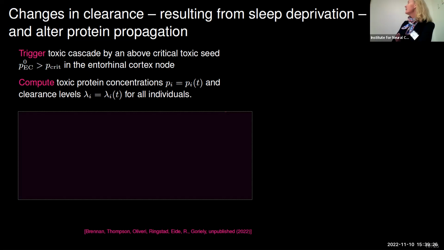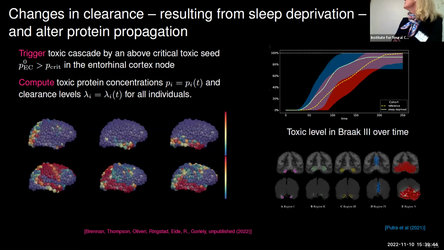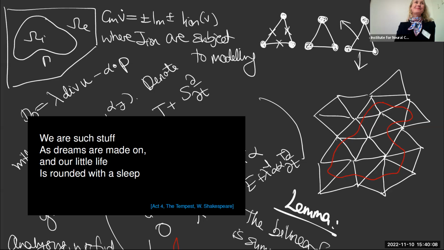And you can see how the toxic proteins spread by the coloring. High is high levels of toxic proteins. You can see that there's large individual variety here as well. And there's clearly the lower 3 spread faster than the upper ones. This can also be reflected in differences in the Braak levels over time. So here we have a modeling link between sleep and brain clearance at different levels, and brain clearance and the spread of toxic protein. So maybe that is why we sleep.